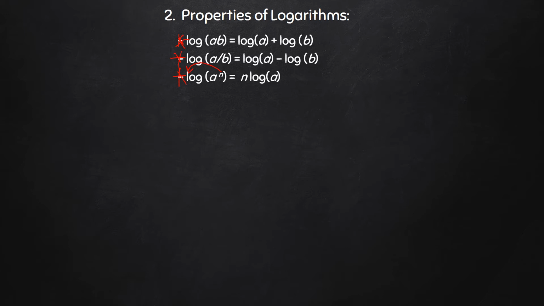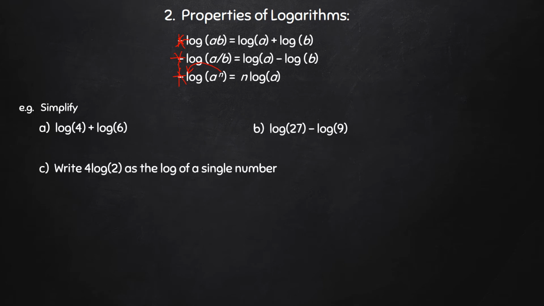So if we look at some examples, if we want to simplify log 4 plus log 6, we're going to use the first rule. So log a plus log b equals log a times b. So we're going to just multiply the 4 and 6 together to get log of 24. We can actually work that out as a number by putting it into the calculator. The next one is log 27 minus log 9. So we're going to use the second rule for that. So a in this case is 27, b is 9. So 27 divided by 9 is log of 3.